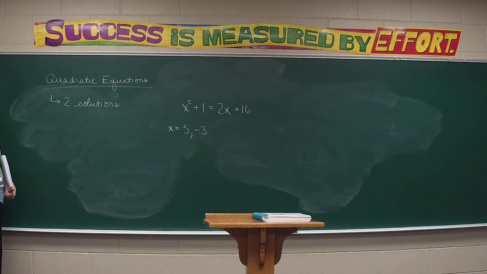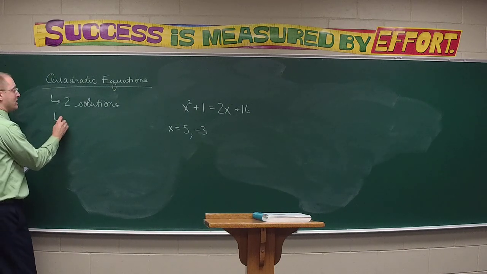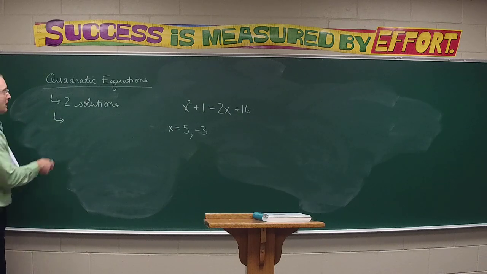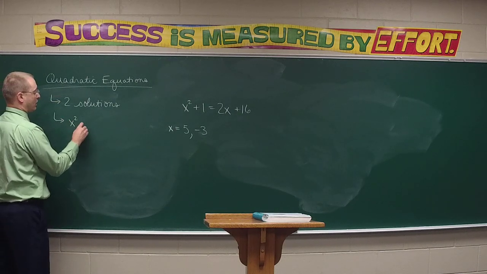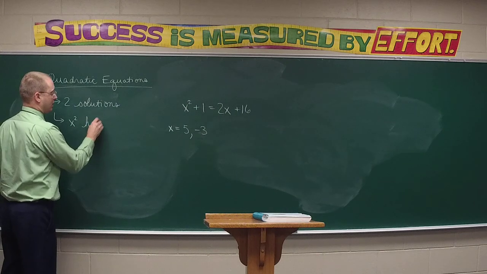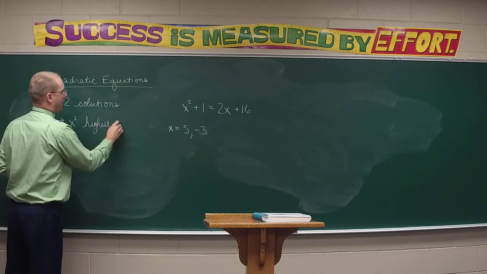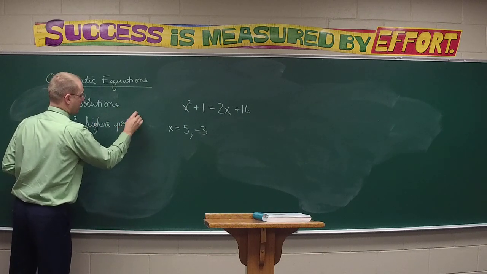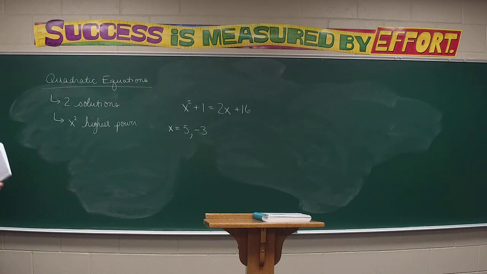Now, we're not foreign to this because of the absolute value equations and inequalities we've been working already. We're used to two solutions from those. That's going to be true of quadratics as well, and the reason is, as I alluded to, because of the x squared. That's another thing to note about quadratic equations, is that x squared is the highest power in a quadratic. It's what makes a quadratic. Quadratic, in fact, is the squared.